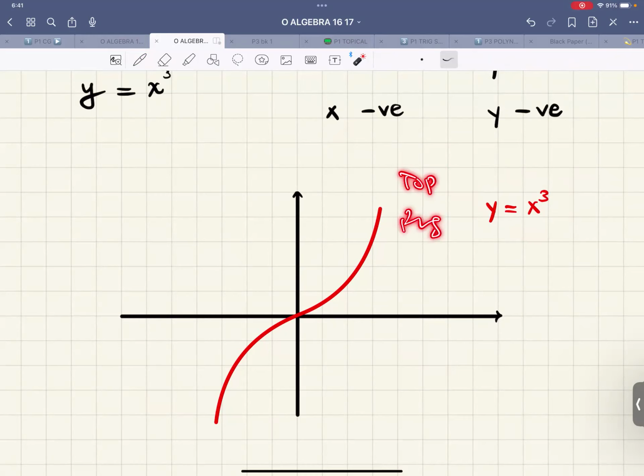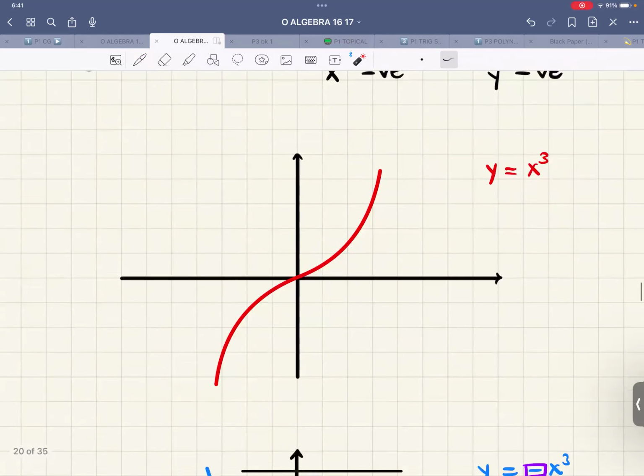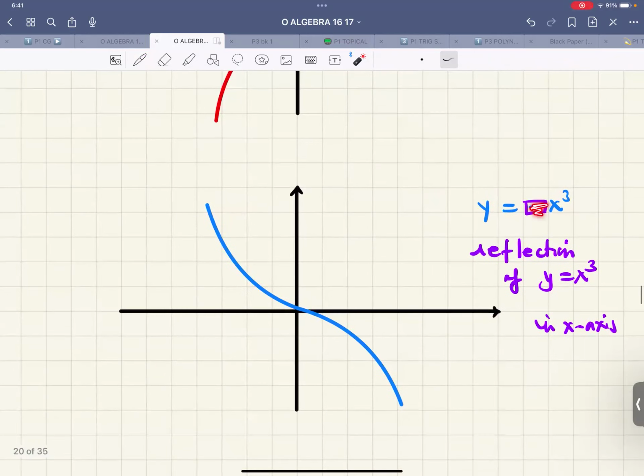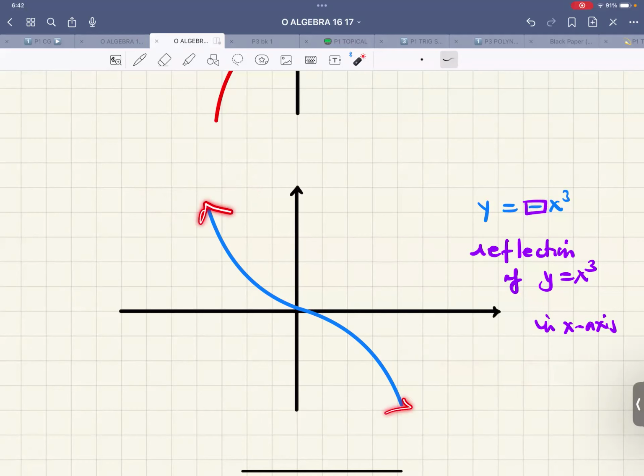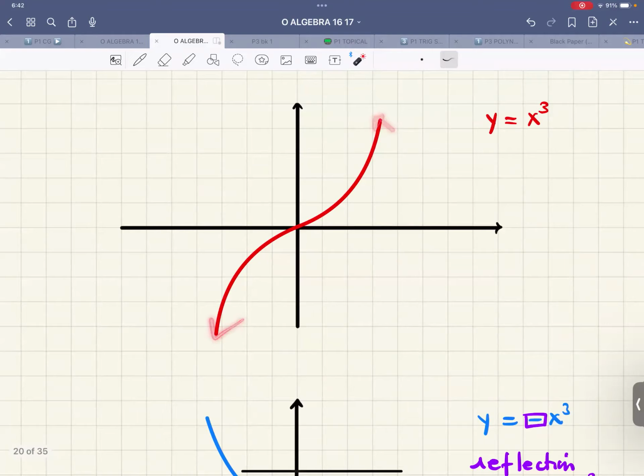This is top right. This is bottom left. That's what happens when x cube is positive. And if x cube is negative, this is top left and this is bottom right. That's how the graph will travel, like this and like this.